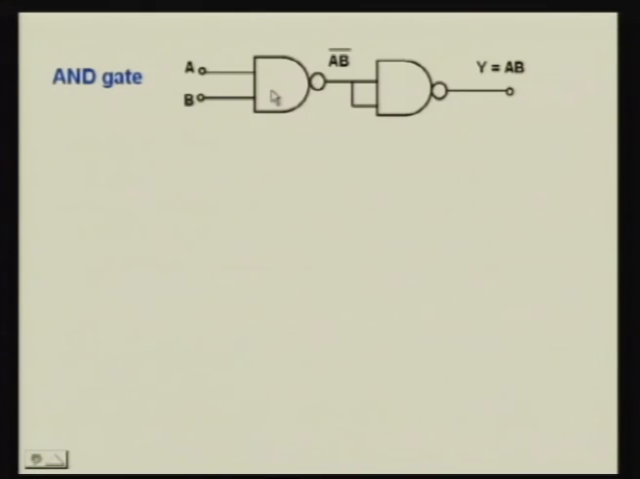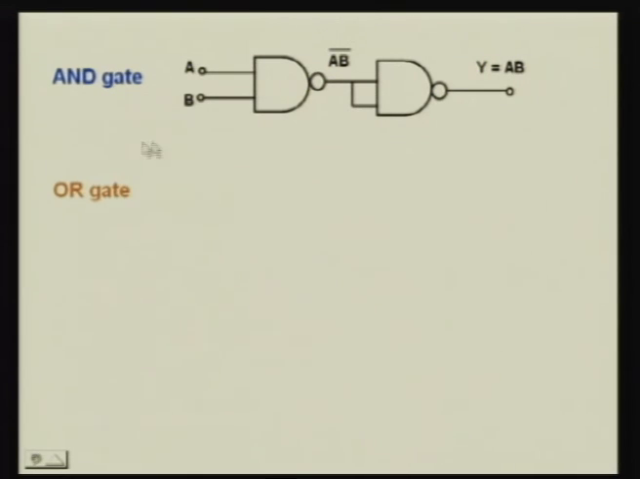NAND gate as an AND gate. How can we realize an AND gate using just NAND gates? We want to get AB at the output. If we give A and B to the first NAND gate, the output will be AB bar, and if we take the inverse again, we can get AB. So if we use the second NAND gate as an inverter, as a NOT gate, then we will get the output AB. So it is very easy to use a NAND gate as an AND gate.